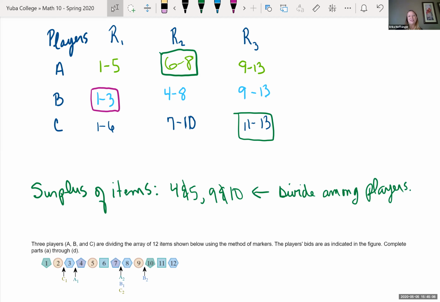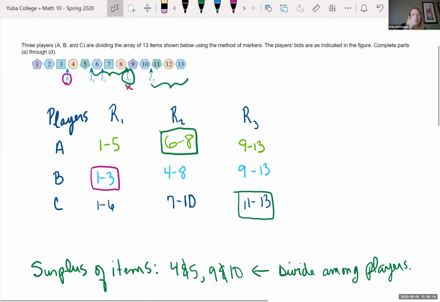So it might have broken it down for you a little more on MyMathLab, like player 1, what did they choose for items for the first round? So you would have said items 1, 2, 3, 4, and 5, or 1 through 5. Thank you.